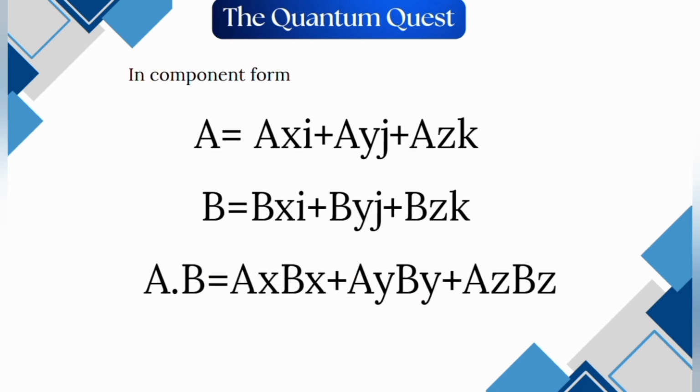So the product is called scalar product or dot product. If the angle between them is not given and the vectors are given in the form A equal to AXi plus AYj plus AZk and B equal to BXi plus BYj plus BZk, where i, j, k are unit vectors, then A dot B equals AXBX plus AYBY plus AZBZ.